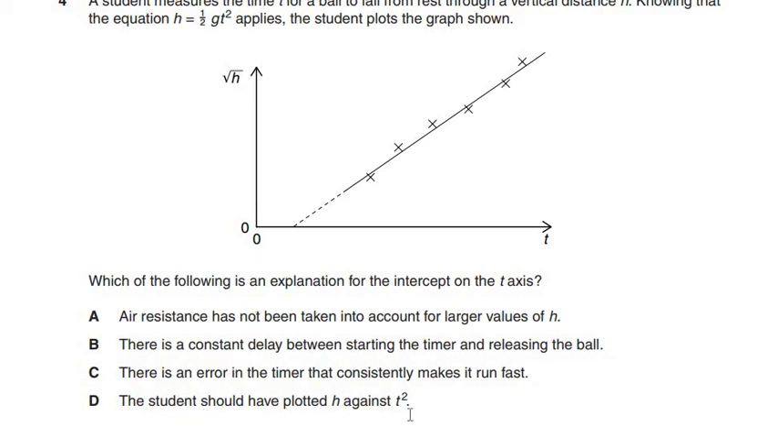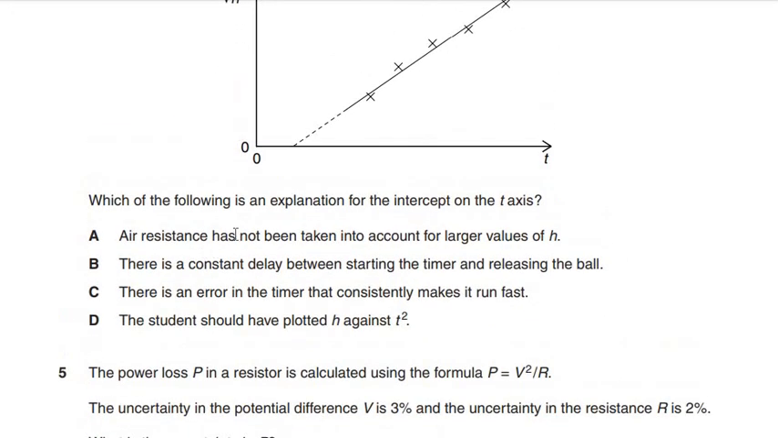And students should have plotted h against t square. Again, this isn't logical reasoning, because if you plotted h against t square, you're going to get the same behavior. So basically your answer is B. There you go. So answer for 4 is B.